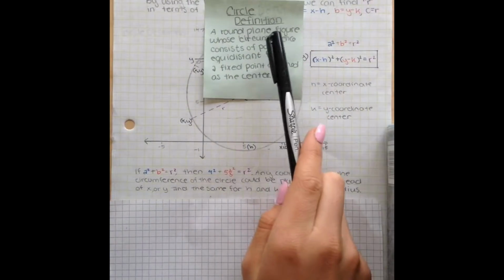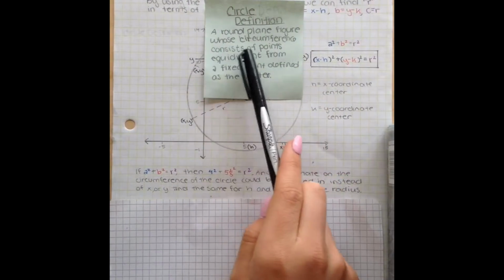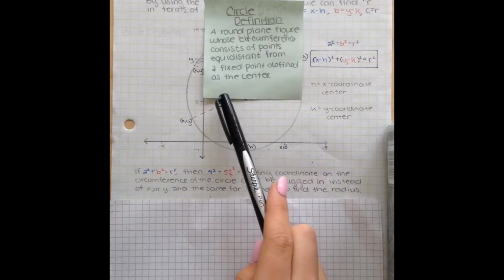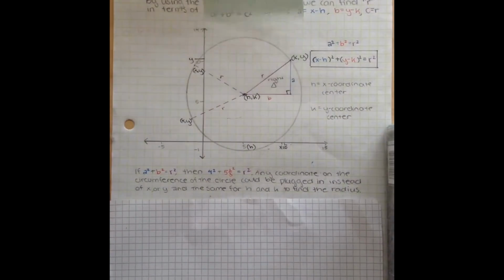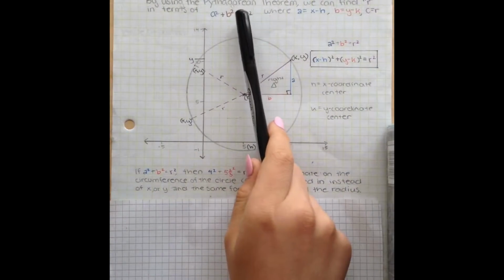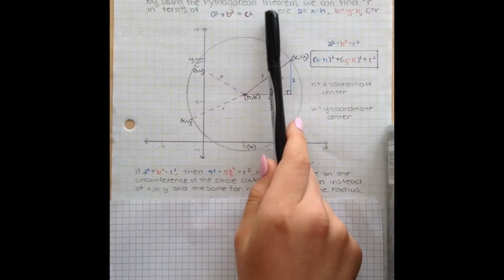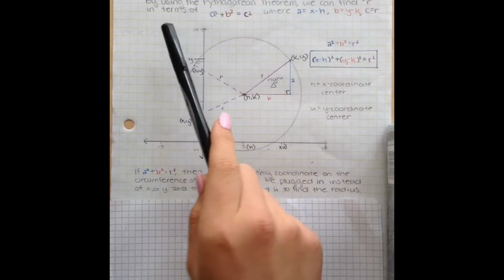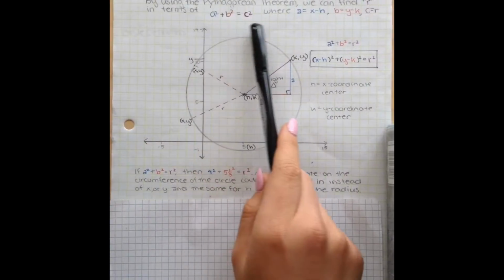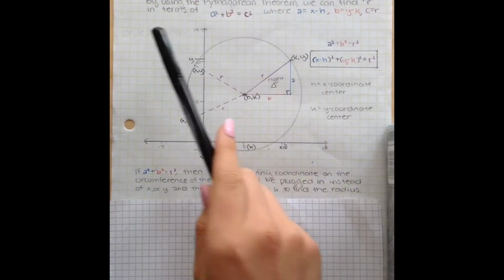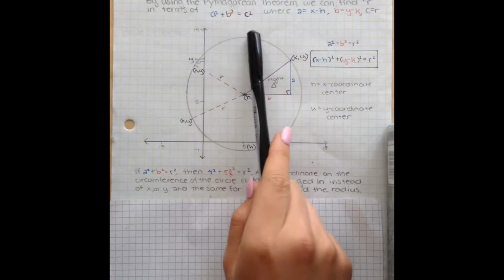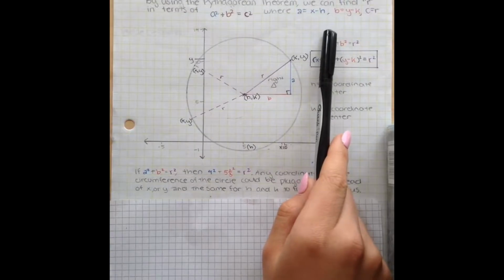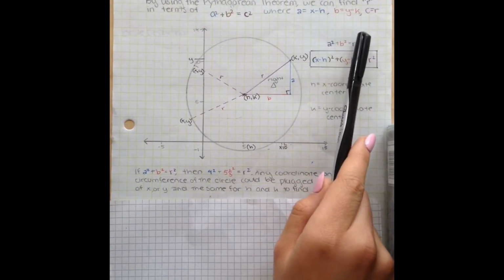First of all, the definition of a circle is a round plane figure whose circumference consists of points equidistant from a fixed point defined as the center. The circle equation is (x minus h) squared plus (y minus k) squared equals r squared, where r is the radius. By using the Pythagorean theorem, we can find the radius in terms of a squared plus b squared equals c squared, where a is x minus h, b is y minus k, and c is the radius.